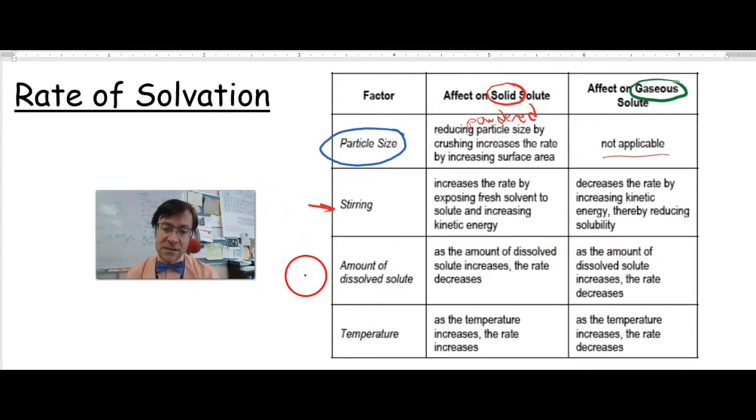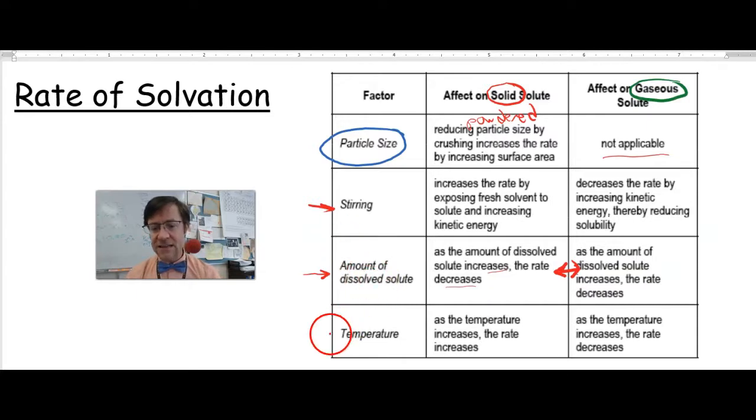Now this next one, the amount of dissolved solute. This one is going to be the same for both. As you dissolve more and more and more, the rate of dissolving is going to decrease. It's going to slow down, mostly because the space that there is for the solute to dissolve into the solvent gets used up. And if there are fewer spaces, it's harder to get a solute into one of those spaces.